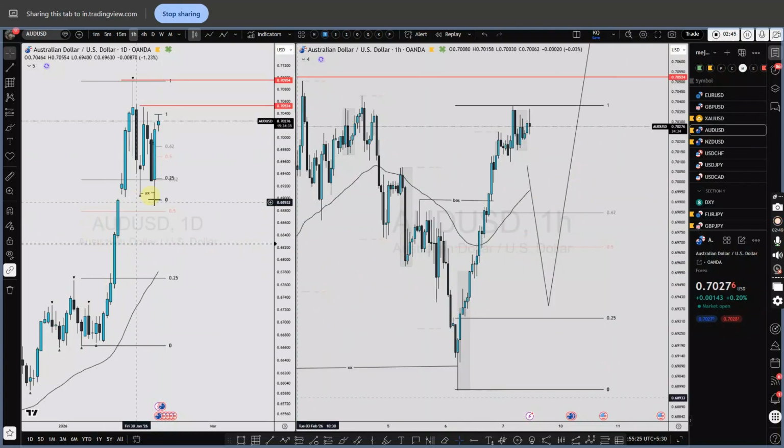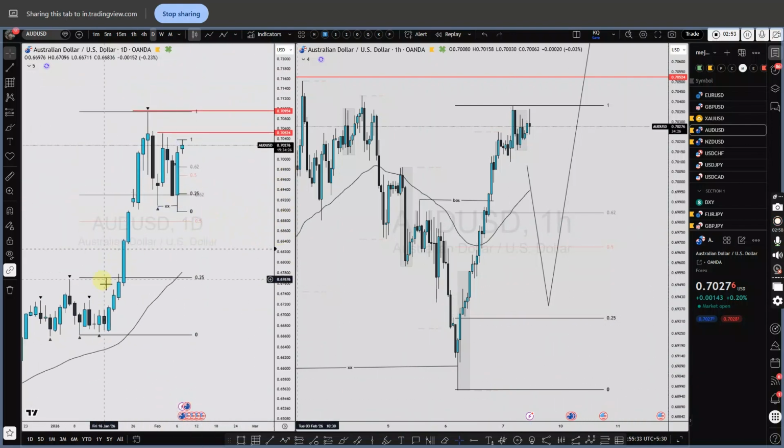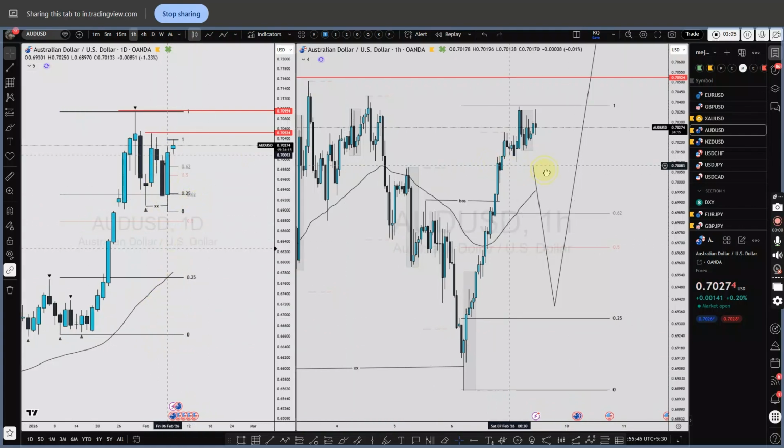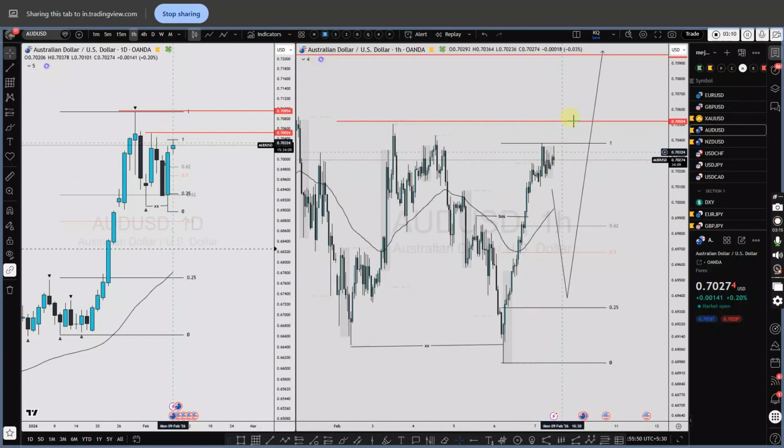AUD USD, same story. We're bouncing from a minor discount that is below 38.2. After this strong impulsive move, this level is actually valid. I'm going to consider from this to this as a discounted price region. And in 1 hour, we have a clean sweep and breakout structure. So I'm going to wait for a deeper correction. It's possible that we're going to just keep moving towards upside to clear this high.